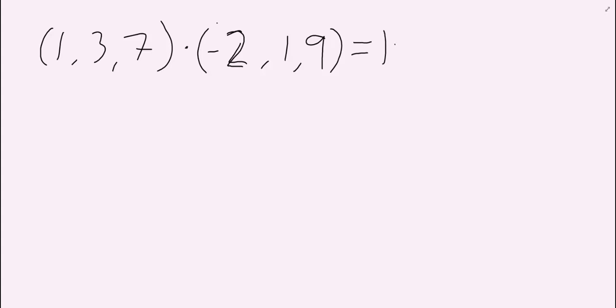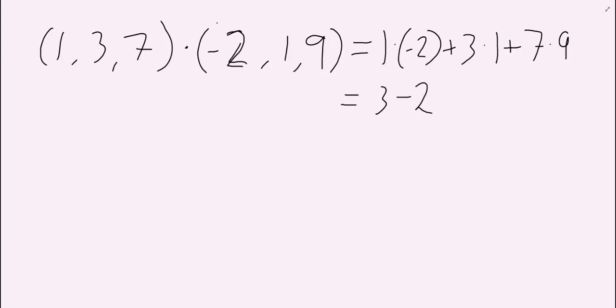Equals 1 times -2 plus 3 times 1 plus 7 times 9, which equals -2 plus 3 plus 64, which is 65. So there's our answer.